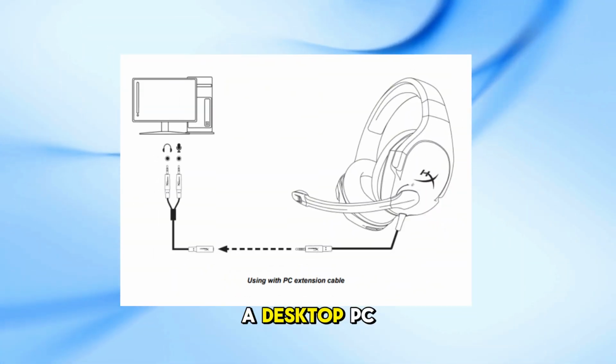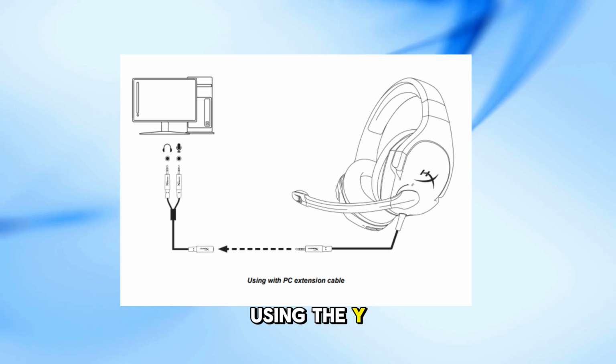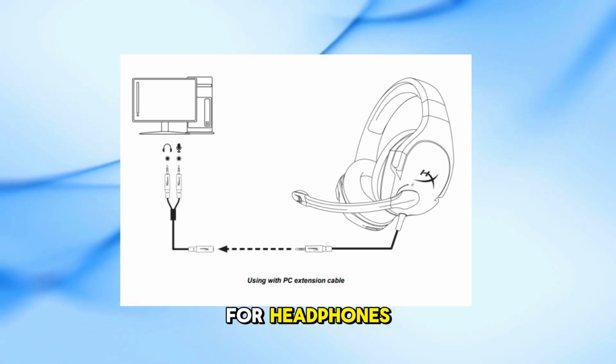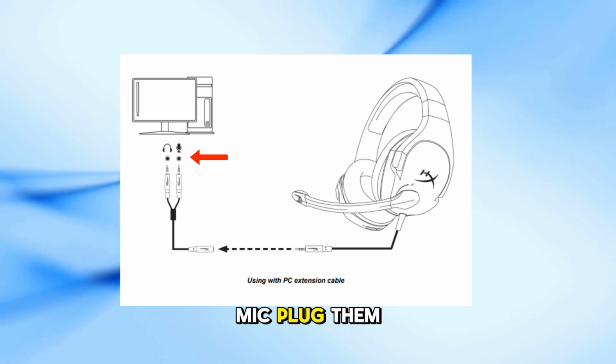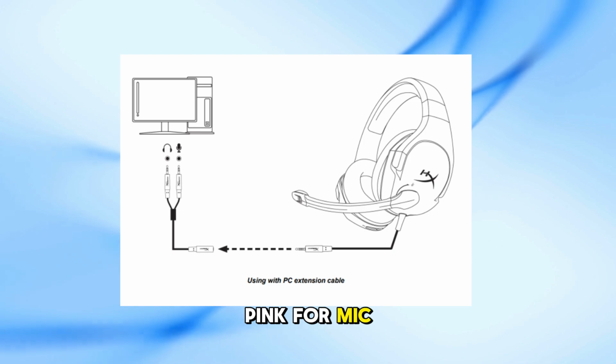If you're using a desktop PC with separate jacks for audio and mic, make sure you're using the Y-splitter cable that came with the headset. One jack is for headphones, the other for mic. Plug them into the correct ports, usually green for headphones, pink for mic.